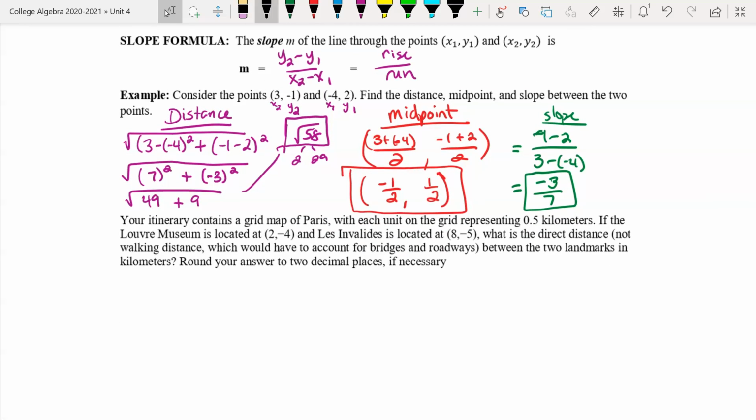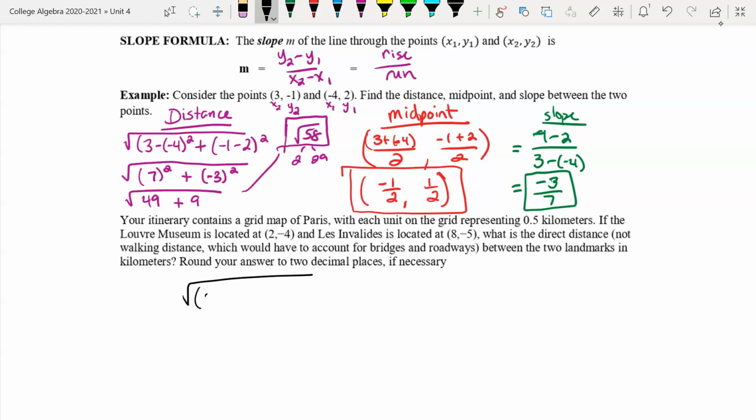They also like to throw word problems at you. So it says your itinerary contains a grid map of Paris, with each unit on the grid representing 0.5 kilometers. The Louvre Museum is located at (2, -4), and Les Invalides is located at (8, -5). What is the direct distance, not walking distance, which would have to account for bridges and roadways, between the 2 landmarks in kilometers? So direct distance means we're going to do the distance formula.